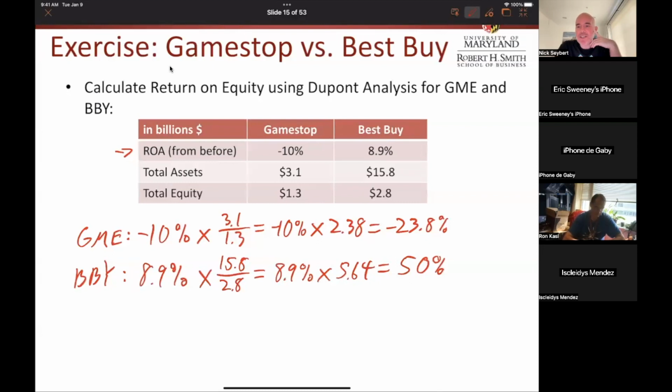So what we saw before, where GameStop, there was a spread of like 19%, right? GameStop had negative 10%, Best Buy had about 9%. That's turned into, thanks to leverage, like a 74% spread between these two companies, which to me is just insane. But anyway, that's the power of leverage in magnifying returns.